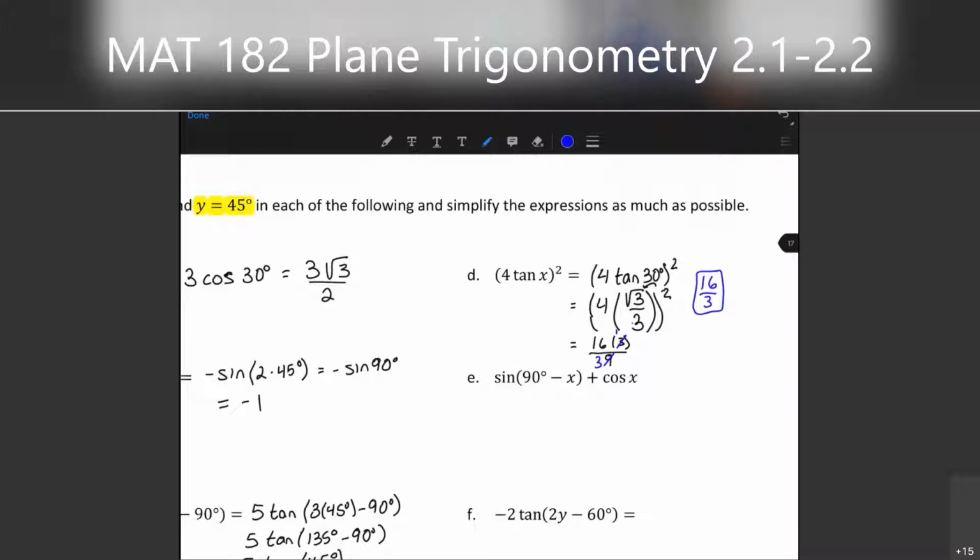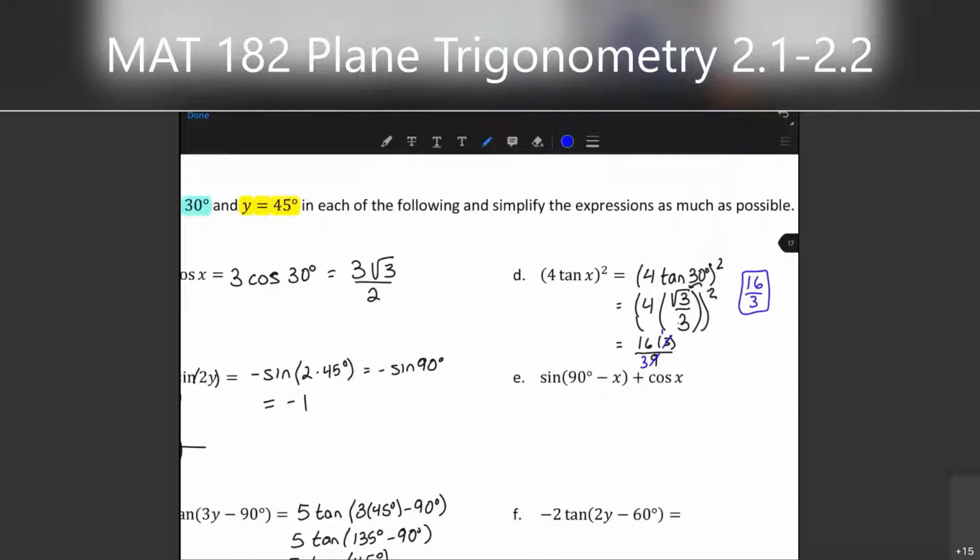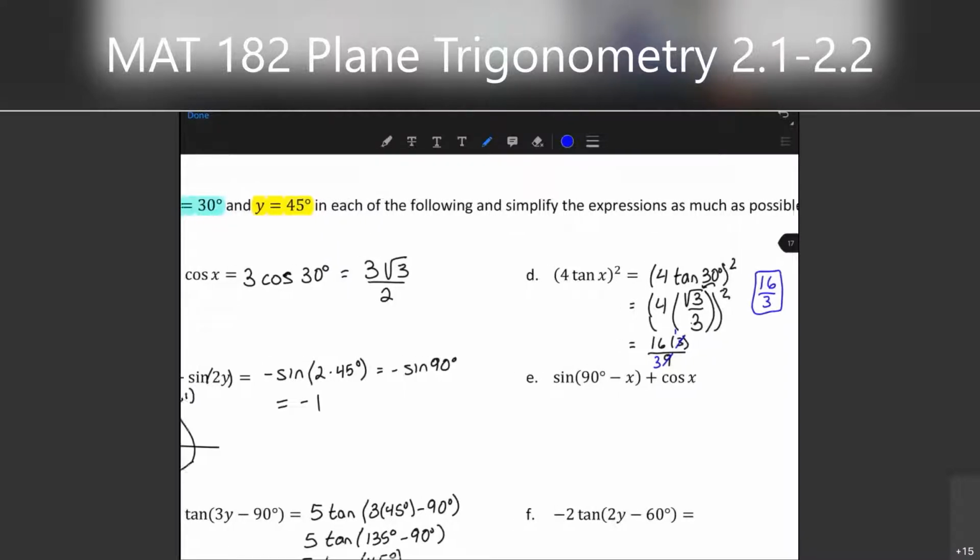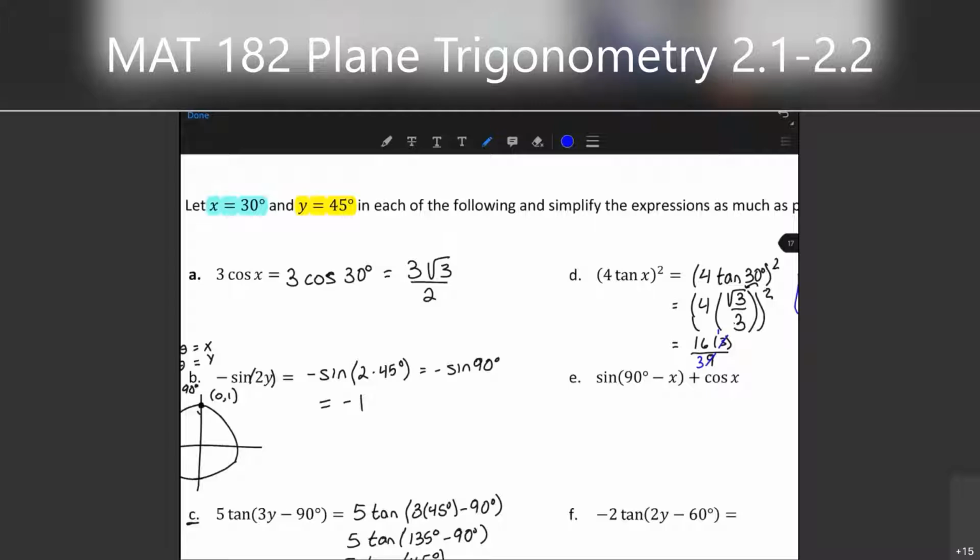All right, so let's do maybe one more, and then we'll take our break. And maybe I'll just jot down the solution for the next one over the break. So we have sine of 90 minus x, and then plus cosine x. So let's start with that sine. We have the sine of 90 degrees minus x here again is 30 degrees. And then we'll have the plus cosine of 30 degrees. So we really have sine of 60 plus the cosine of 30.